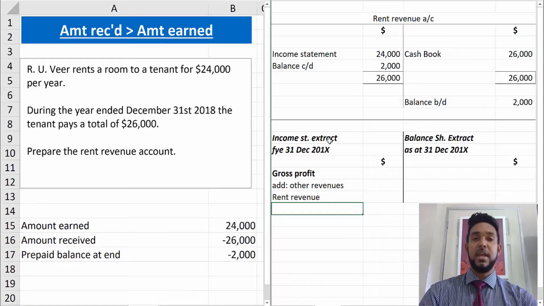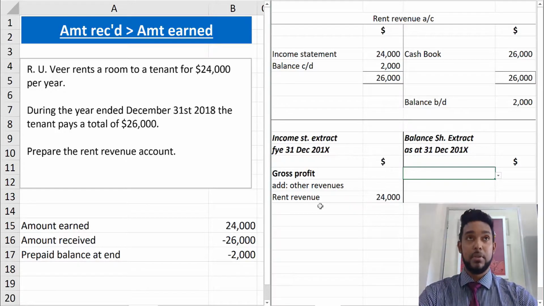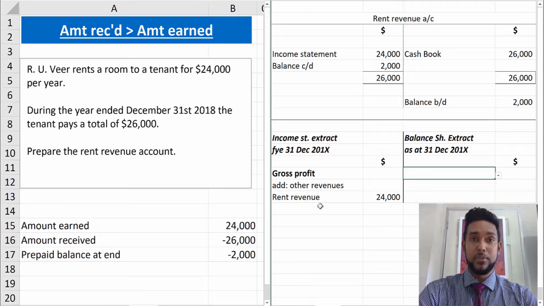Now, how much goes in the income statement extract? Regardless of how much was received, the amount earned goes in the income statement. That's $24,000 right there, right? So, note, regardless of how much was received, we received 26,000 in this example. In the previous one, we got 20,000, but in both examples, we earned 24,000, and that goes in the income statement. Right, now what goes in the balance sheet extract?